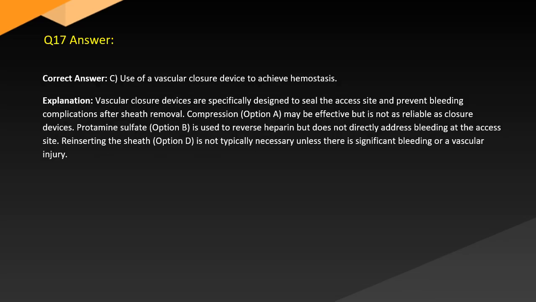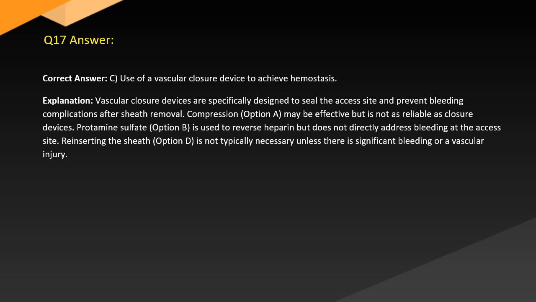Answer. Correct answer C. Use of a vascular closure device to achieve hemostasis. Explanation. Vascular closure devices are specifically designed to seal the access site and prevent bleeding complications after sheath removal. Compression, option A, may be effective but is not as reliable as closure devices.